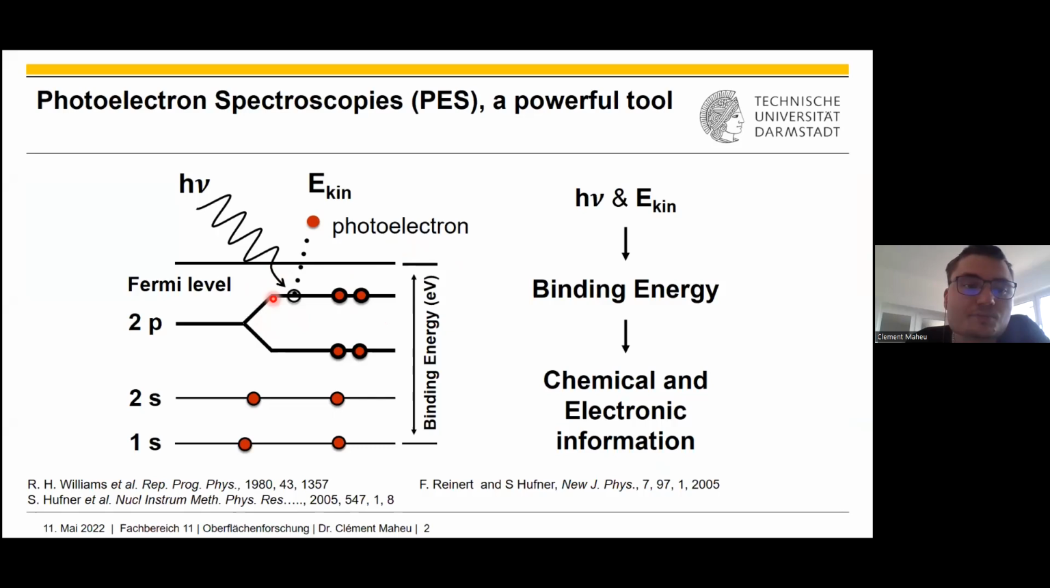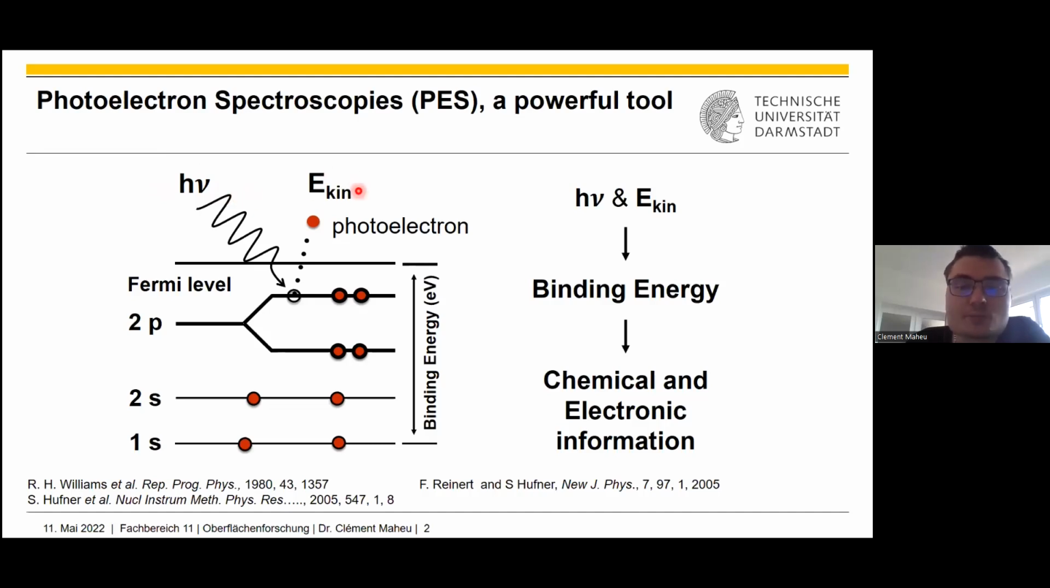Photoelectron spectroscopy is based on the photoelectric effect, where you send a photon, and if you have enough energy, you will extract some electrons and put them into a vacuum with a given kinetic energy. If you put a detector here, you can measure this kinetic energy. You know the energy of your incident photons. So if, for instance, you do XPS, you have X-ray photons. If you do UPS, it's ultraviolet photoelectron spectroscopy.